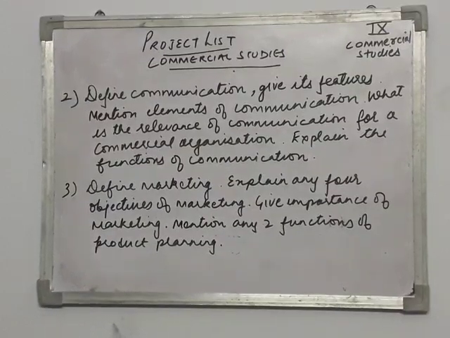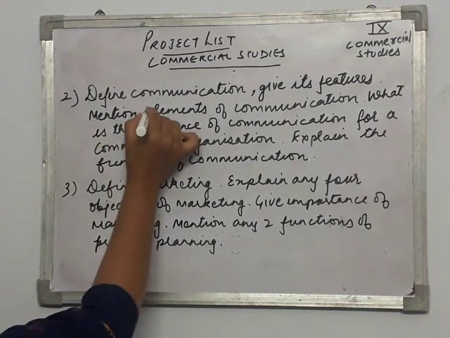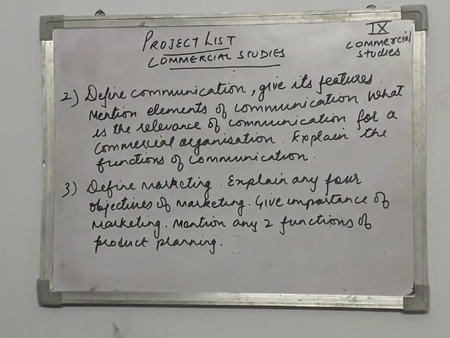Now children, the second topic is: define communication. Give its features, mention the elements of communication. What is the relevance of communication for a commercial organization? Explain the functions of communication.